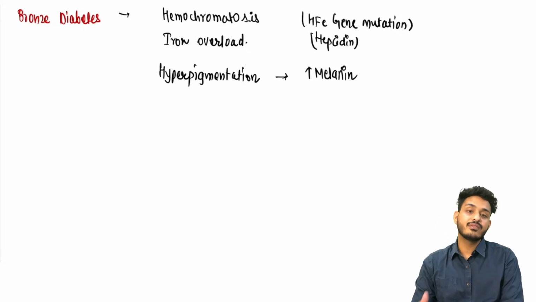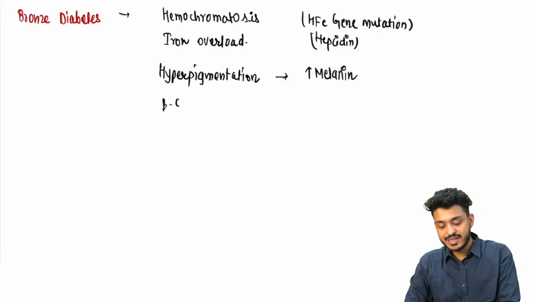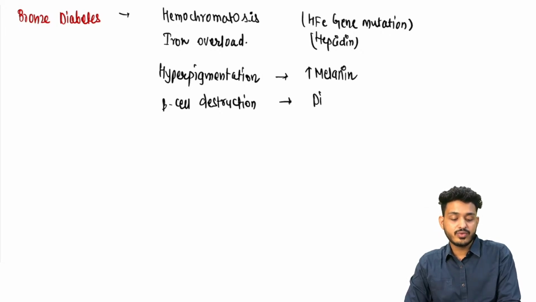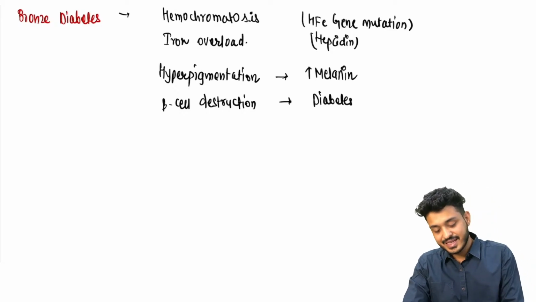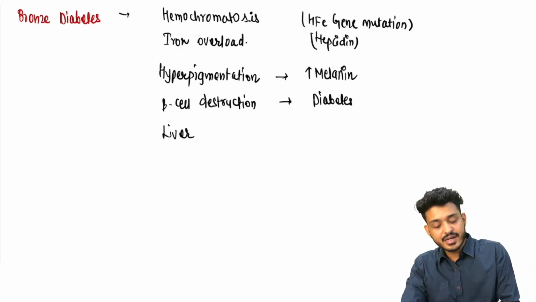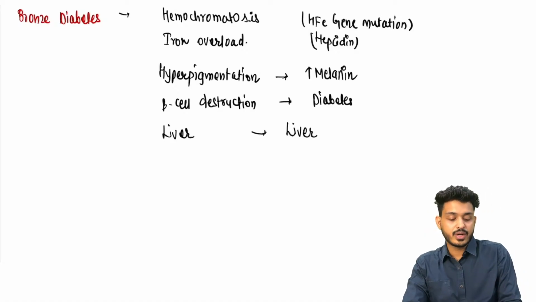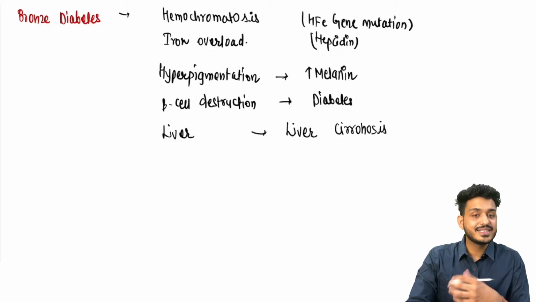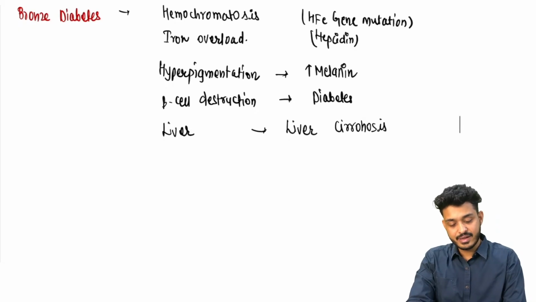This particular iron will go to the islet beta cells, and it will be doing what? It will do beta cell destruction. Once it does beta cell destruction, you will be having symptoms of diabetes. That is why it is also known as bronze diabetes. It will go to your liver and get accumulated in the liver, and it will cause what? Liver cirrhosis also. You can have the disease liver cirrhosis because of this iron overload, right? So iron overload is very, very important, right?